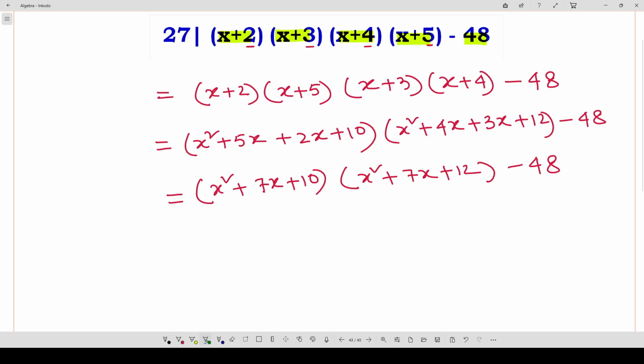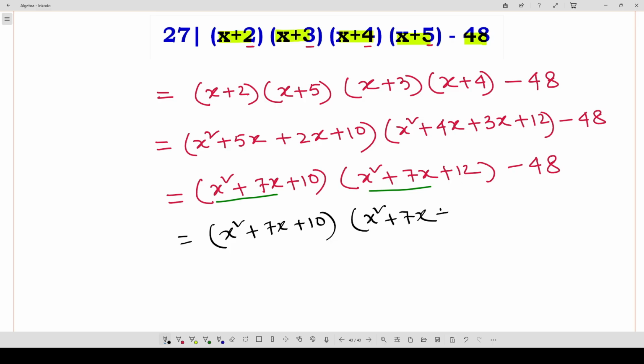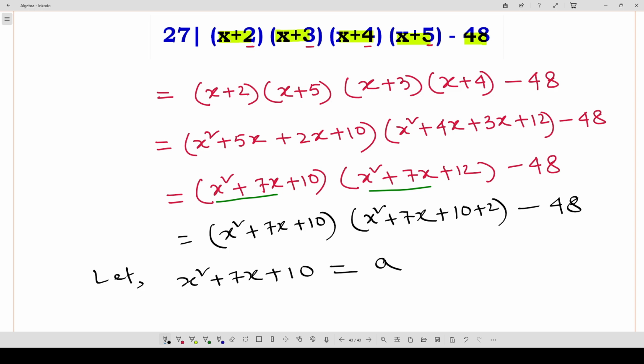Now look, here is x square plus 7x, and here is also x square plus 7x. So we can write x square plus 7x plus 10, and x square plus 7x, and instead of this 12 we can write 10 plus 2, minus 48. Now let x square plus 7x plus 10 equal, let's say, a.